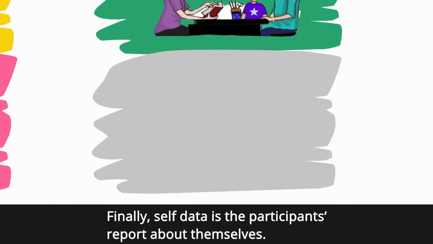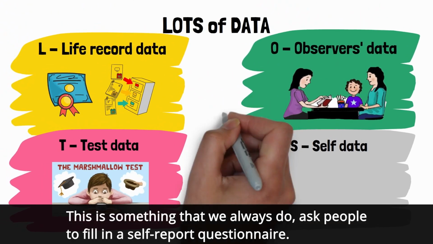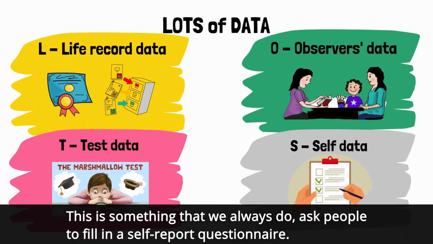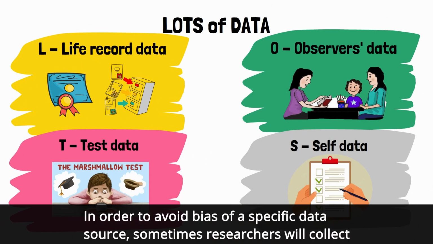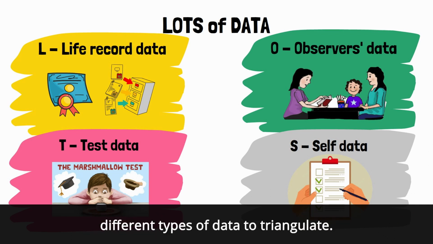Finally, self-data is the participants' report about themselves. This is something that we always do, ask people to fill in a self-report questionnaire. In order to avoid bias of a specific data source, sometimes researchers will collect different types of data to triangulate.